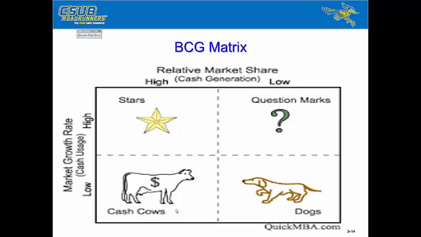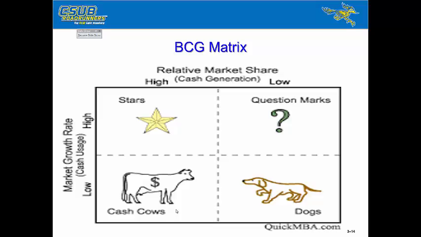Anybody in here know what BCG stands for? It stands for Boston Consulting Group. It's a consulting firm. And Boston Consulting Group has a system of categorizing different types of businesses into whether they're stars, cash cows, question marks, or dogs. And basically, it has to do with how much the market that they're in is growing, and how much of the market they have.